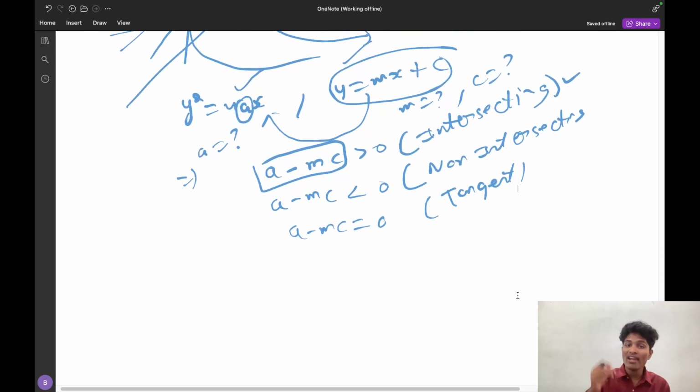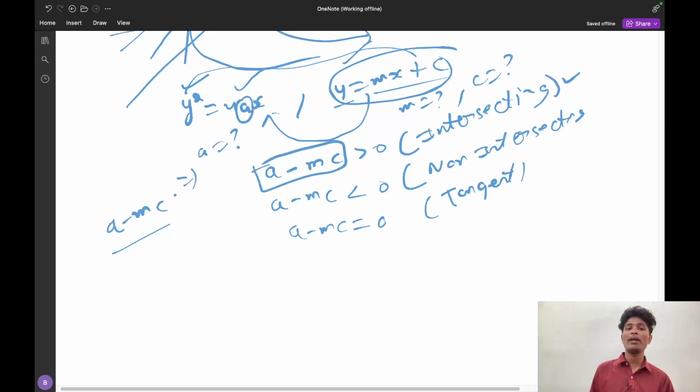How did I get this relation? I got it simply by substituting the value of y in the parabola equation and then deriving the condition. When I derived the condition, I got a minus mc as a result. This a minus mc should be greater than 0 in order to intersect. That is the discriminant, you can say. In order to get an intersecting line, it should satisfy this relation, that is a minus mc greater than 0.